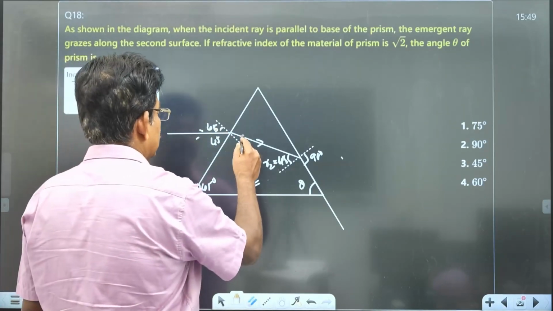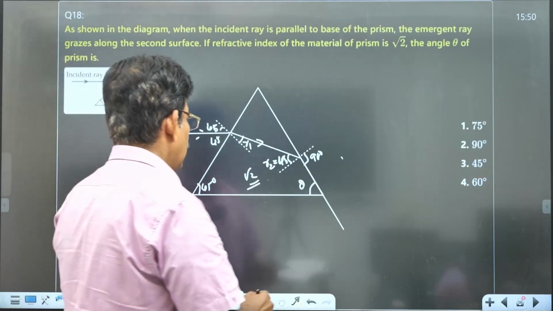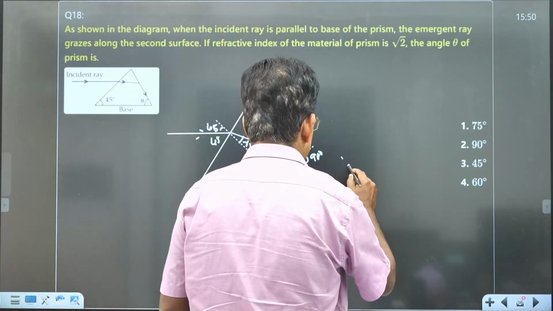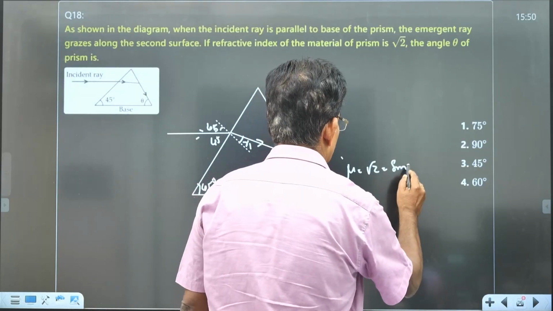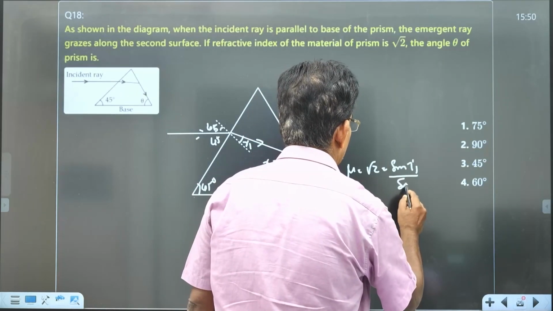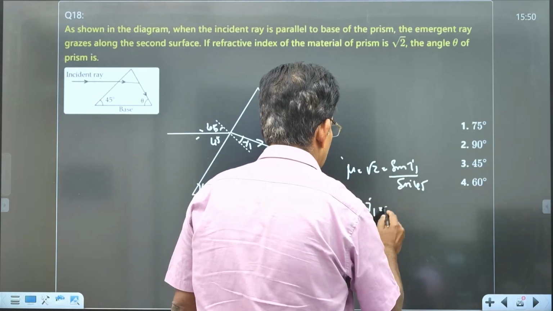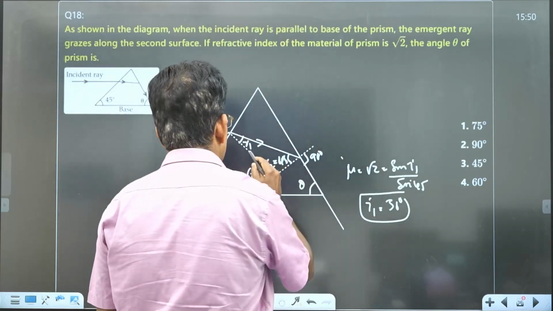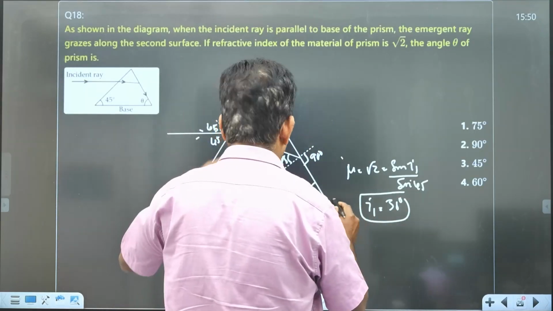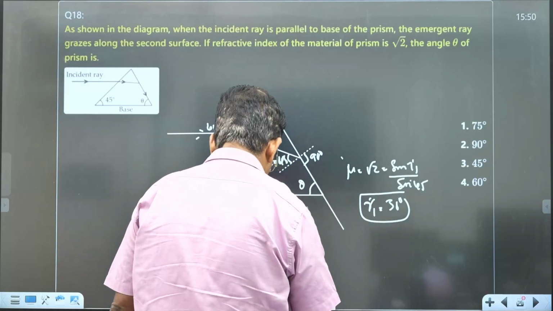And this is R1. Now tell me, at the first surface, mu equal to root 2 equals sine I1 divided by sine 45. It's a very common thing. We can get the angle as 30 degree. Sorry, not I1, R1 is 30 degree. Sorry, I made a mistake.